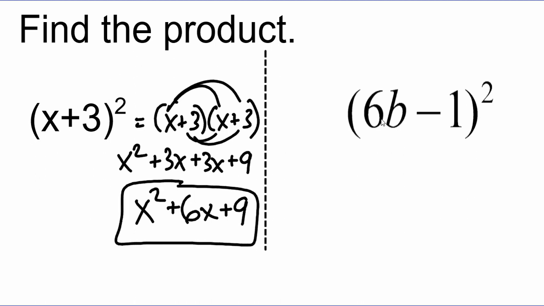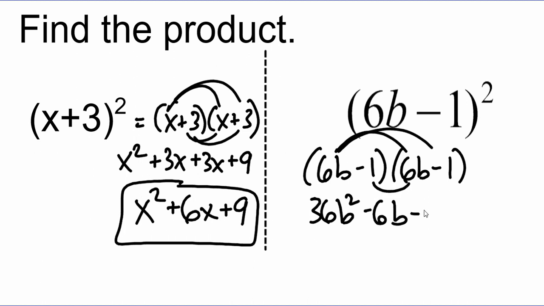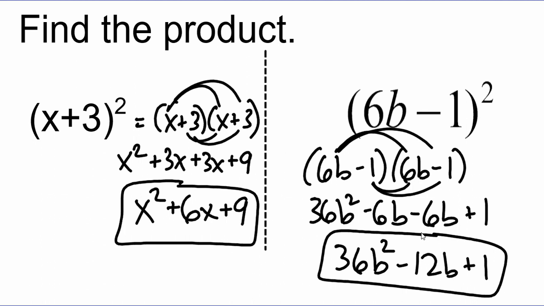Even if I have a coefficient in front of my variable, I can do it. 6b minus 1 times 6b minus 1. Distribute the 6b first. That'll be 36b squared. Then minus 6b, and then another minus 6b. There's that doubling again, plus 1. Combine all my like terms, and I will get 36b squared minus 12b plus 1. And that's the first of our special cases.